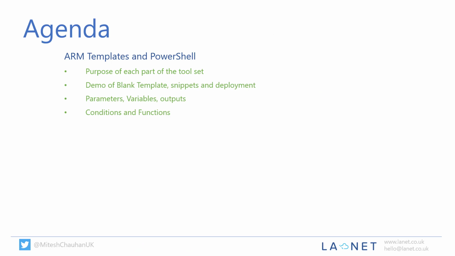So we'll start looking at each part of the tool set, so all the applications that we installed previously, and then we'll take a look at some script files themselves and look at a blank template, and we'll also look at things like parameters, variables and outputs that make up the structure of an ARM template. We'll also look at some functions on how we build up names and variables, and conditions is another one of those functions that we'll look at as well.